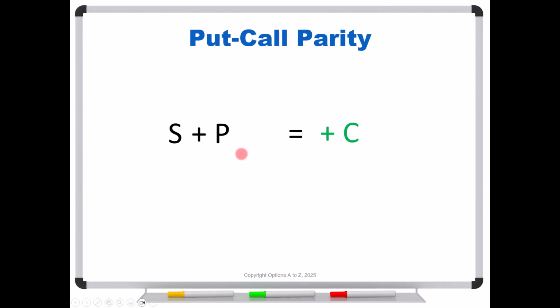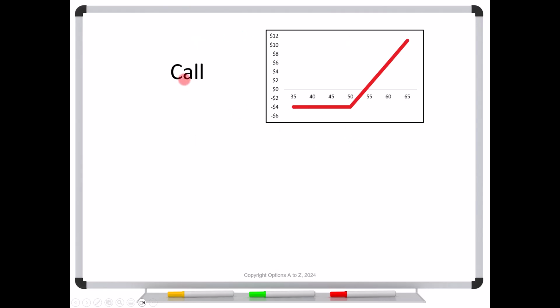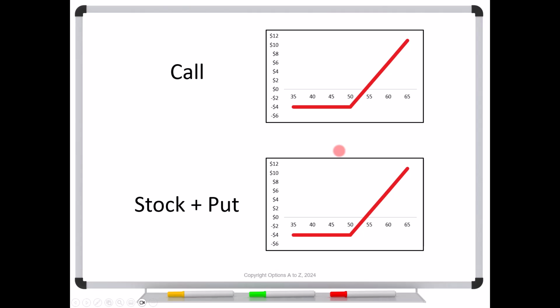Why would we call that a synthetic position? Well, if we look at the profit and loss diagram for a call, we get our typical hockey stick graph with our bend right there at 50. What do you suppose the risk graph looks like for stock plus put? Exactly the same. That's why they are synthetic equivalents. So that's how we know that a stock plus put is going to behave exactly like a call.